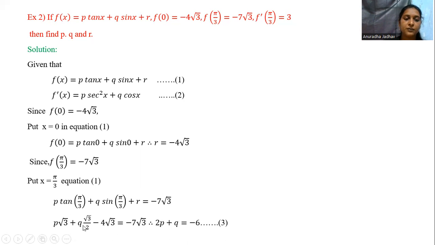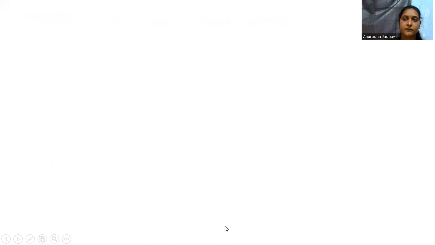Therefore, taking root 3 common, it gets cancelled. Then multiply this equation by 2. We get 2p plus, here the 2 gets cancelled, only q remains, minus 4 into 2, that is 8. Here minus 7 into 2, 14. 14 minus 14 plus 8, that is minus 6, and say this is equation 3.